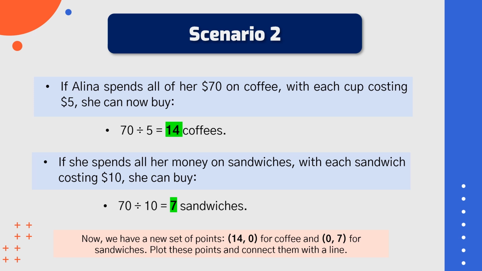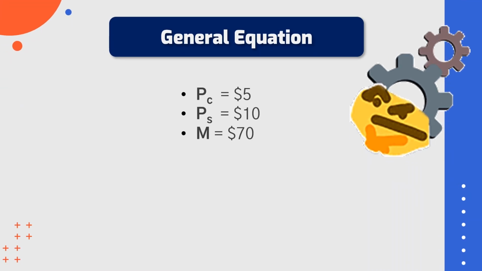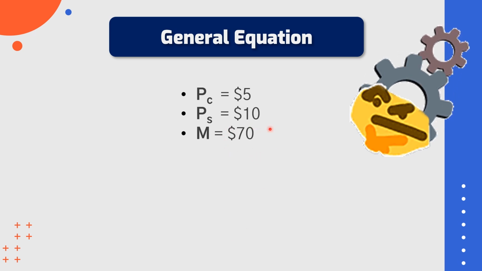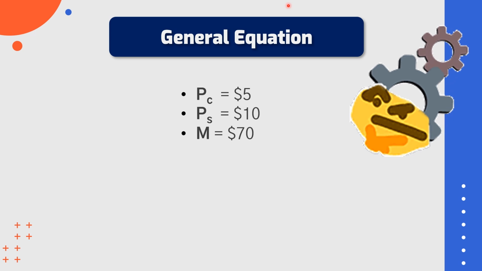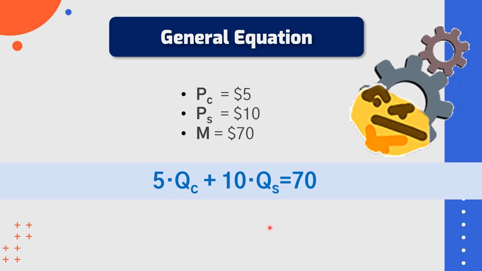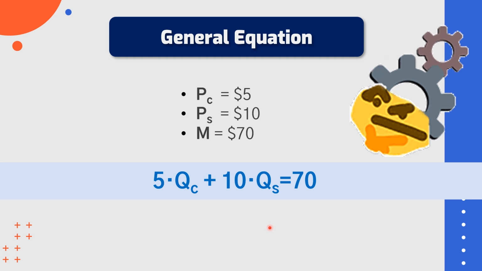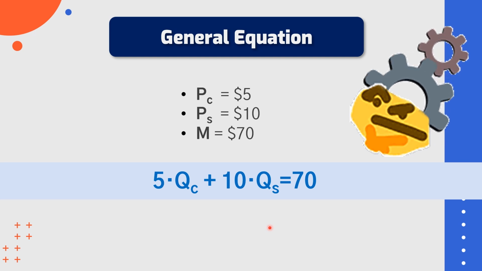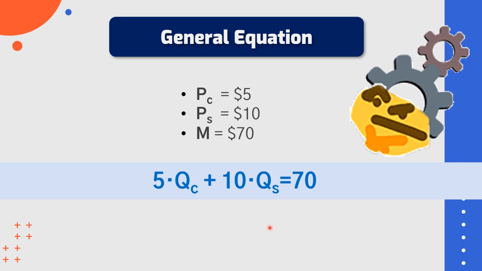The general equation is also subject to change, since the new total budget is now $70. The updated general equation will look like this: 5 multiplied by quantity of cups of coffee she can purchase plus 10 multiplied by quantity of sandwiches equaling $70. New budget.